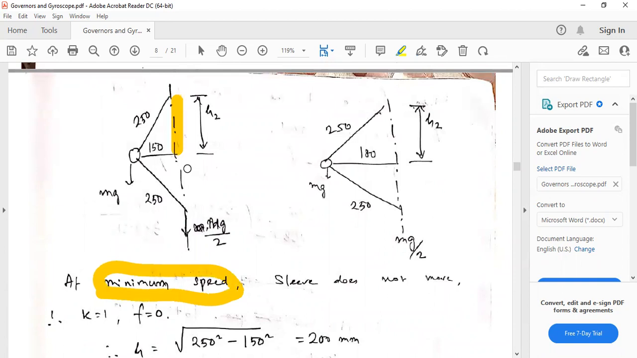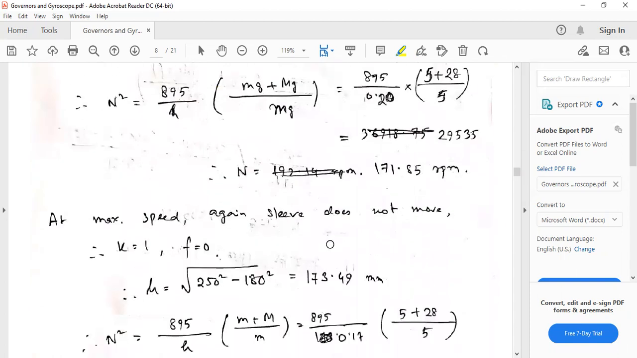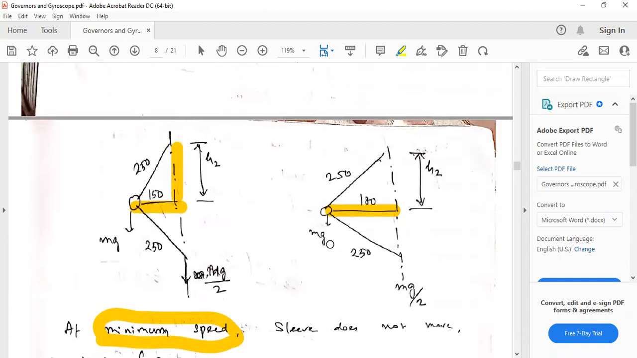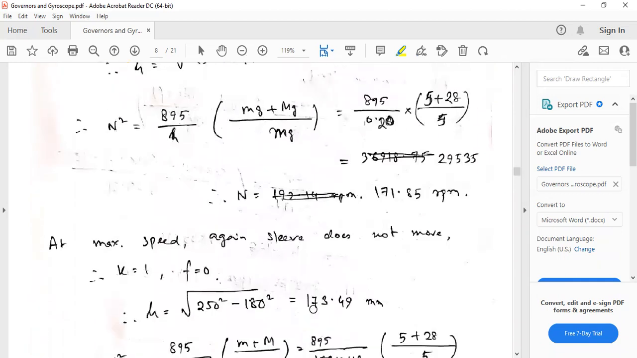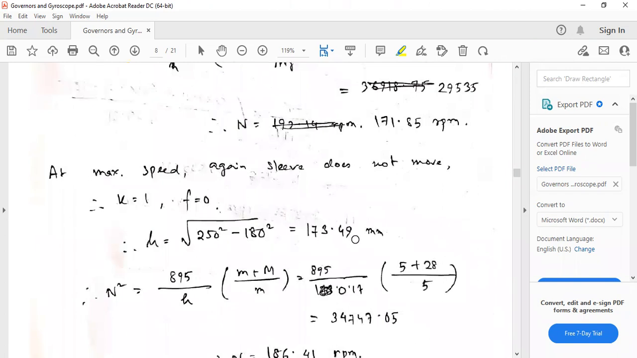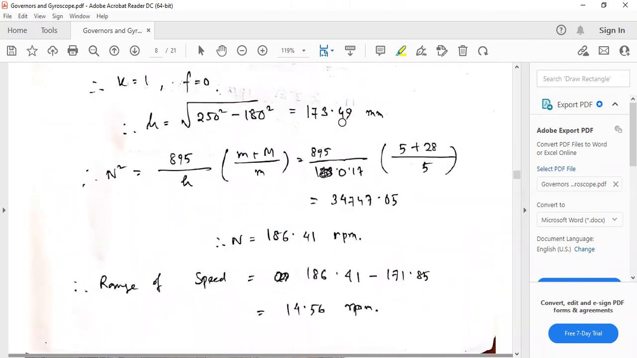When your speed is minimum, this distance is 150. And when your speed is maximum, this distance is 180 because the balls will move farther apart. So in case of 180, what will be the value of h that you find? How will you find? Root over 250 square minus 180 square. This is h. So put the value of h. Okay, 0.173, whatever. Then you get n. So this is the maximum speed.